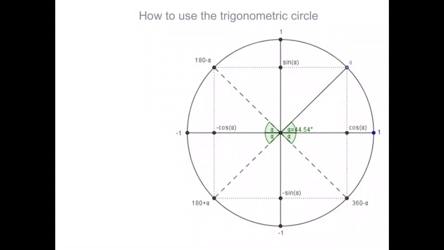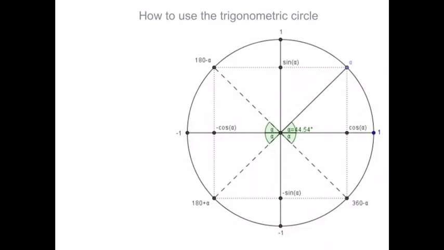You see that for symmetry reasons, these two points, for example, have the same x-coordinate. This means that the cosine of this angle alpha is also going to be the cosine of 360 minus alpha. Similarly, you see that these two points here have the same y-coordinate. So this means that the sine of 180 minus alpha can be expected to be the same as sine alpha.